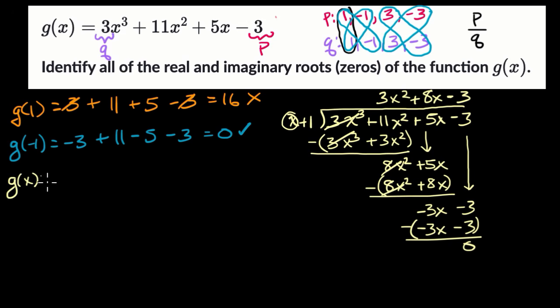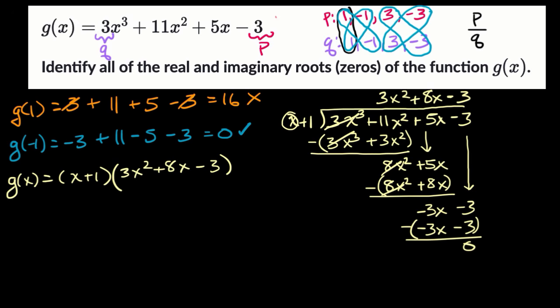So now we could actually rewrite g of x. g of x is equal to x plus 1 times this business, 3x squared plus 8x minus 3. So now this is a standard quadratic. We can try to factor this, or we could use the quadratic formula. I'm going to use the quadratic formula here.